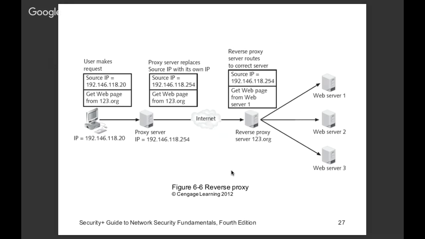So on the source, if it was to be intercepted by a man in the middle or some type of attack, it would get a bogus IP address. So instead of the .20, it's a .254. Okay. So the proxy replaces the source IP with its own IP address, then goes through the internet. Reverse proxy serves server routes to the correct server. So it takes this .424, gets the web page from the server, from web server 1, whatever it might be. So it's this one right here. And then it comes back and loads it back through to this computer here to load that web page.